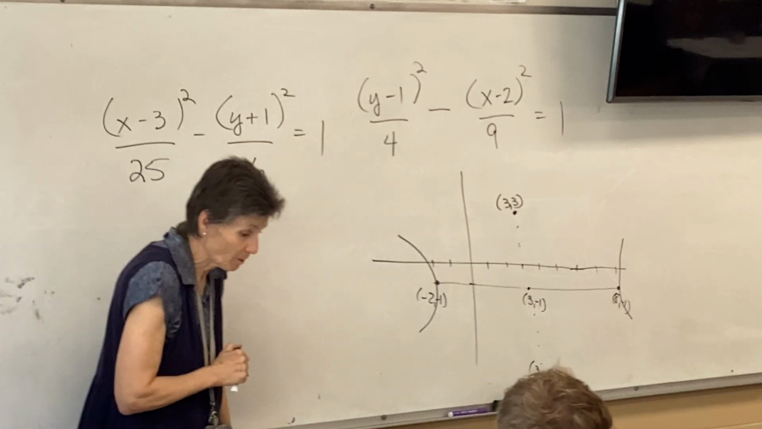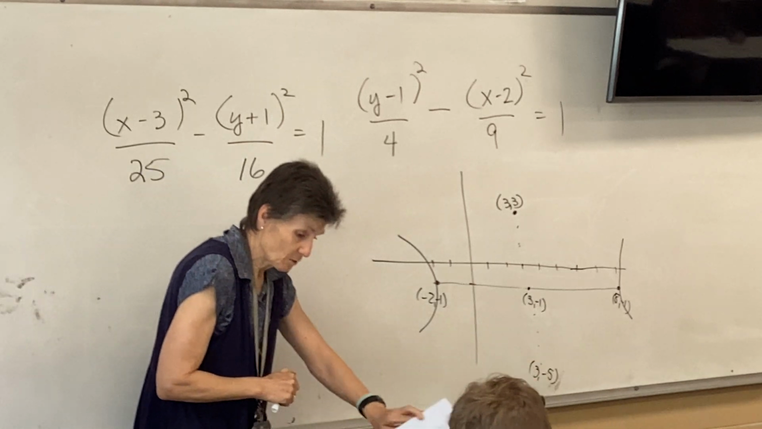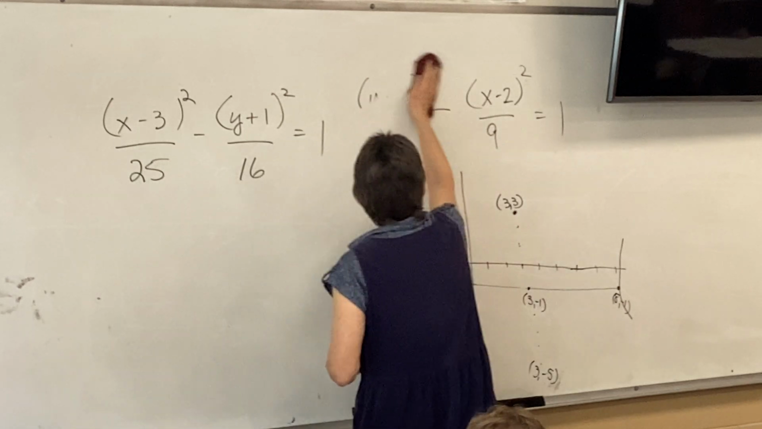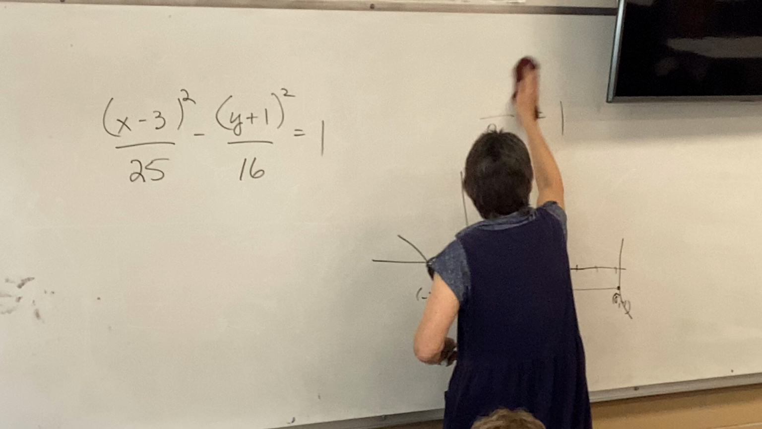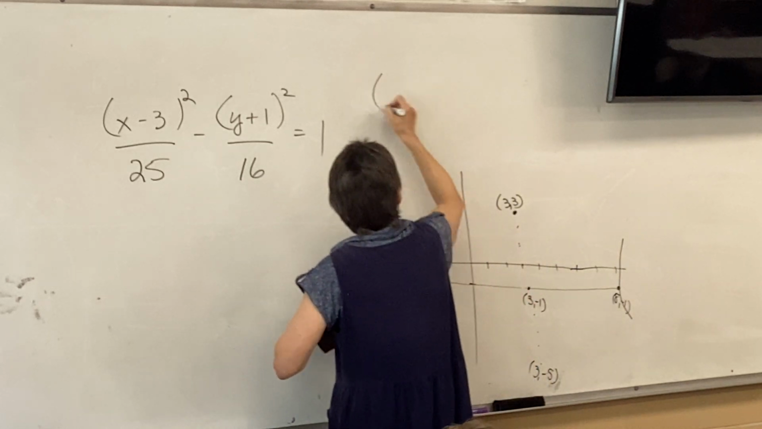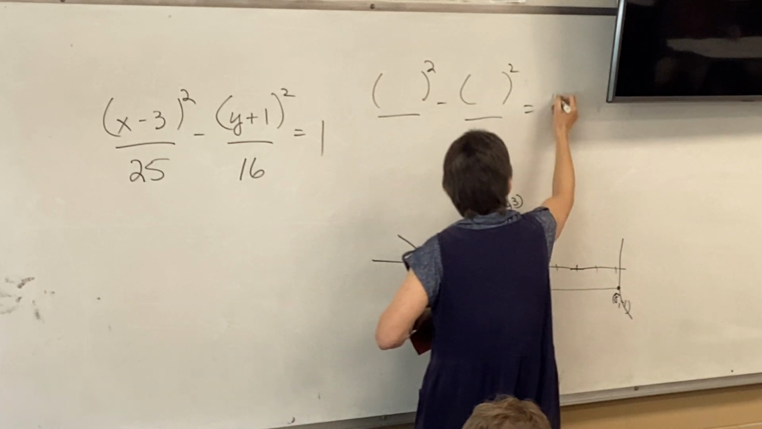All right, you and your partner try the last one. See if you can figure out what that equation looks like. Something squared over something minus something squared over something equals 1.